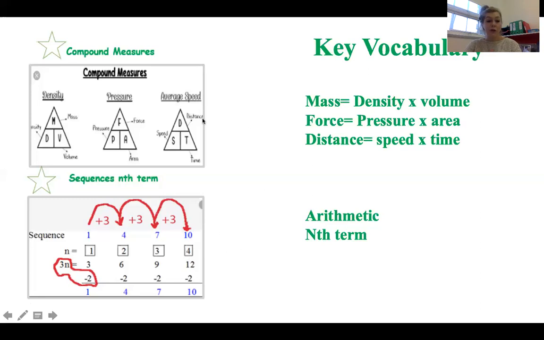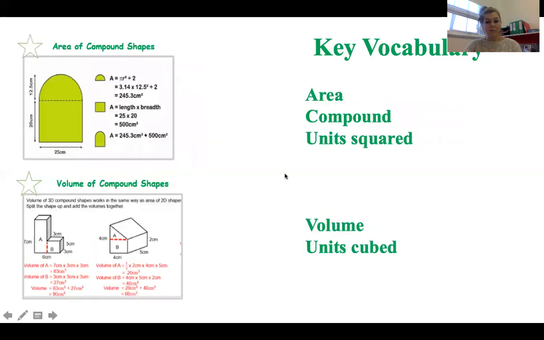So for those two topics, for compound measure, you need to be able to work with mass, density, volume, force, pressure, area, and distance, speed, time. And for the sequences topic, you need to be able to find the next term in a sequence. You need to be able to find the nth term of an arithmetic sequence and also be able to use the nth term accurately as well.